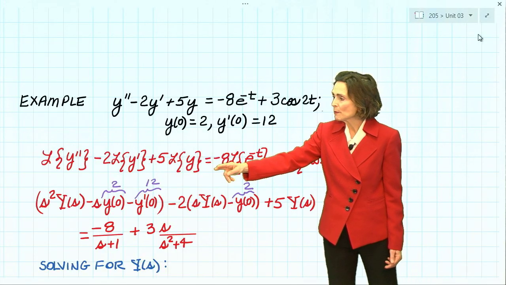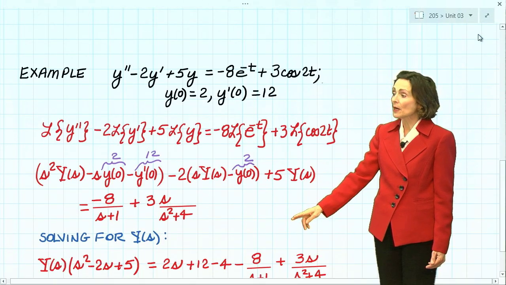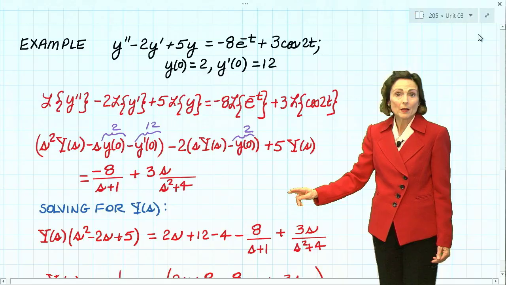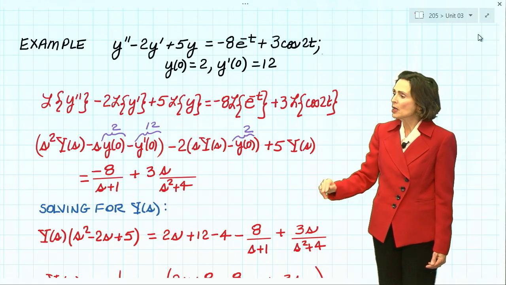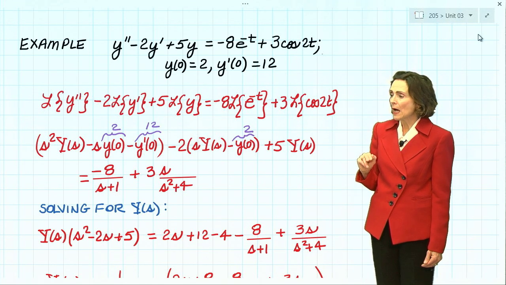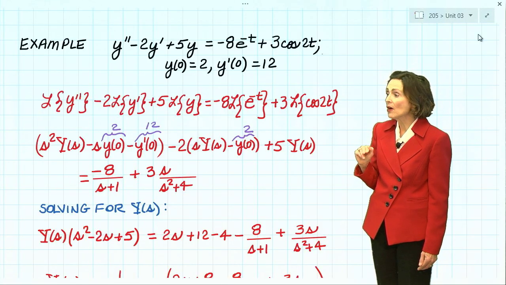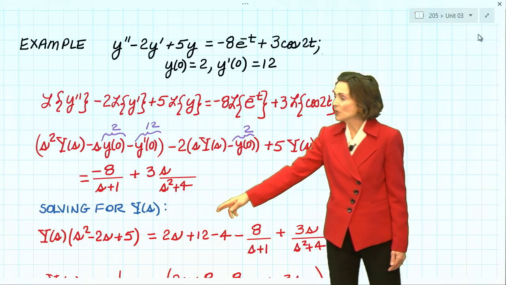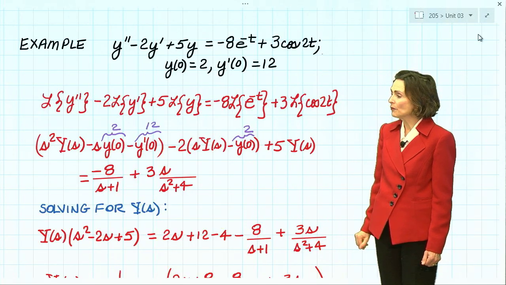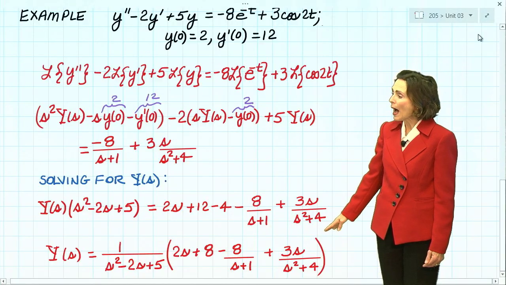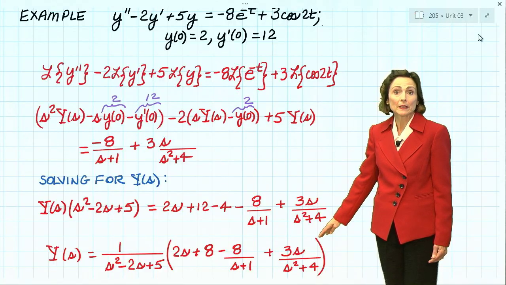So when we substitute in the 2 and the 12 for the initial conditions, I want to solve for the Laplace transform of y of t, capital Y of s. So when I collect on the left, I have Y of s times s squared minus 2s plus 5. All of the other terms we're taking to the right-hand side and combining with the two terms that are already on the right-hand side. And so I can solve algebraically for the Laplace transform of y of t, capital Y of s.